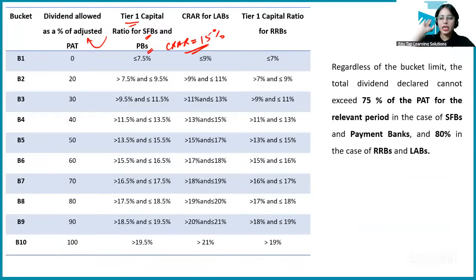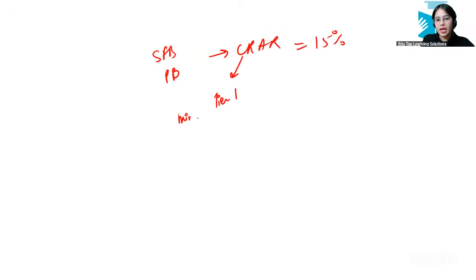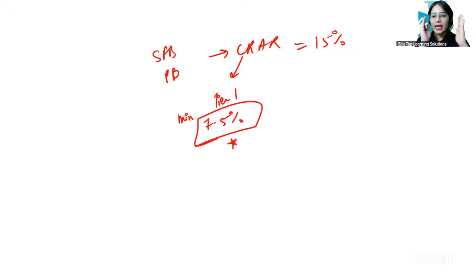For the commercial banks, it was common equity tier 1 capital, but for the small finance bank and payment bank, it is tier 1 capital. So for the small finance bank and the payment bank, their CRAR requirement is 15%, but they need to maintain the tier 1. The minimum tier 1 capital that they have to maintain is, very good, 7.5%. So remember that the CRAR requirement for the small finance bank and payment bank is 15%.